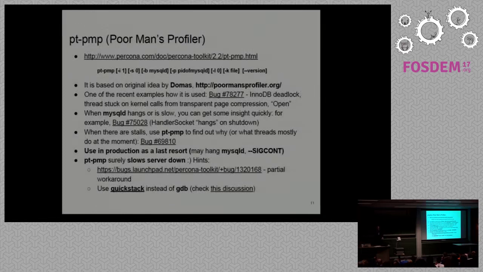And another couple of things, there are ways to make PTPMP less impacting the performance. There is quickstack that may be used instead of GDB, and there are some command line options for GDB that can be changed in the code. The bug is not fixed by Percona, it just hangs around.